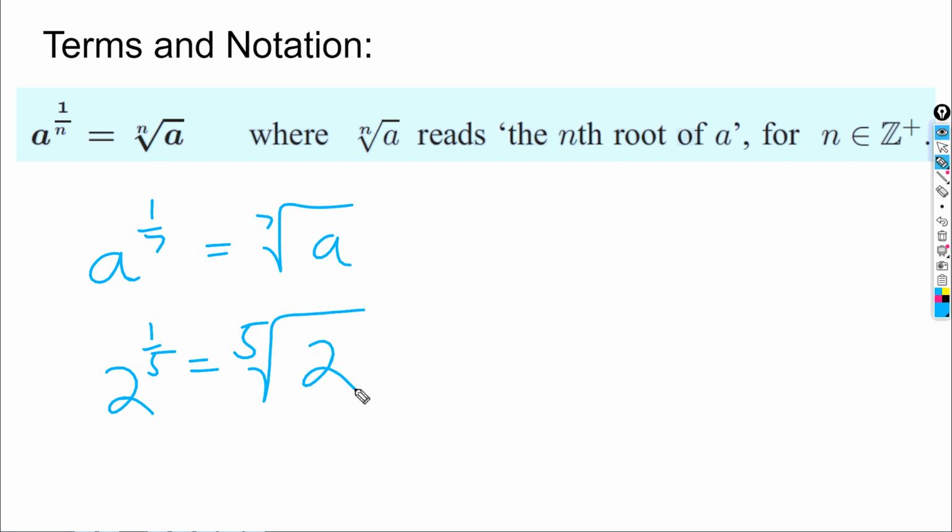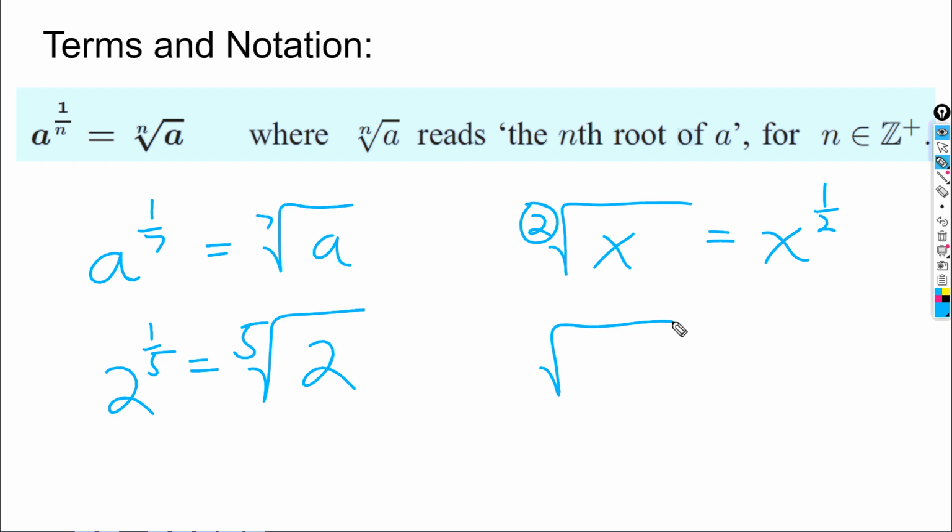Working the other direction, like we did before, we could do the square root of x, and we know that that is x to the 1/2. And there's always an implied 2 right here if they don't write anything, so we assume it's a square root or a second root. And then we could do something bigger, like a 9th root of 7 would be the same thing as 7 to the 1/9 power.